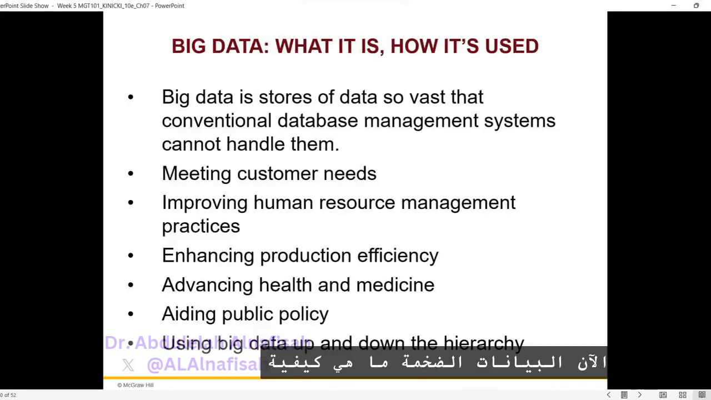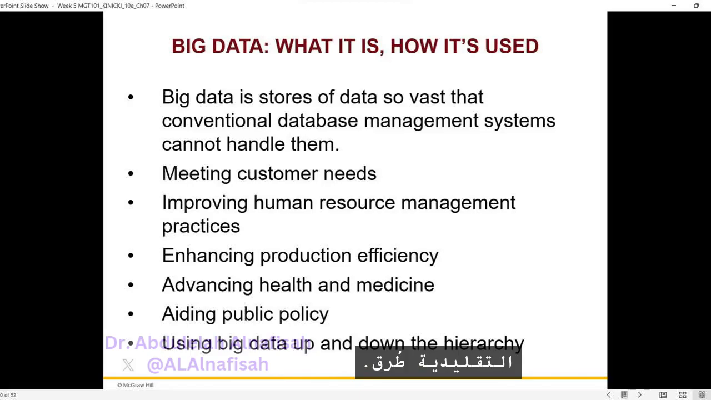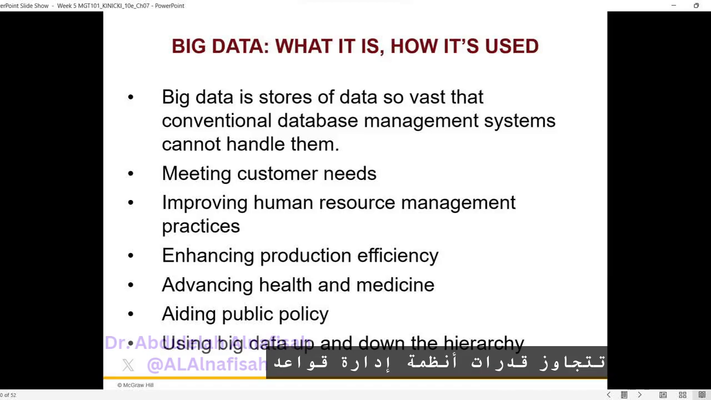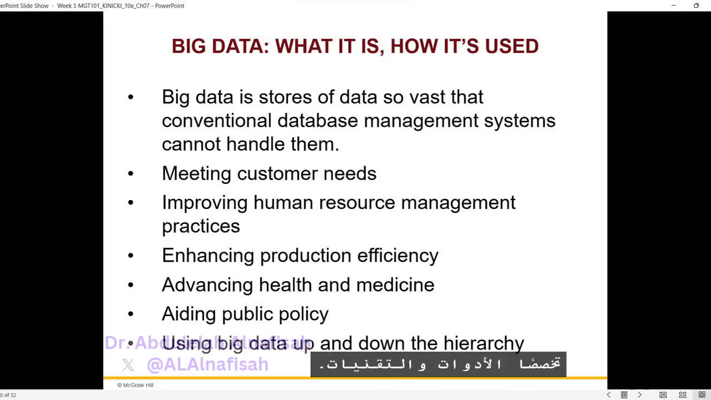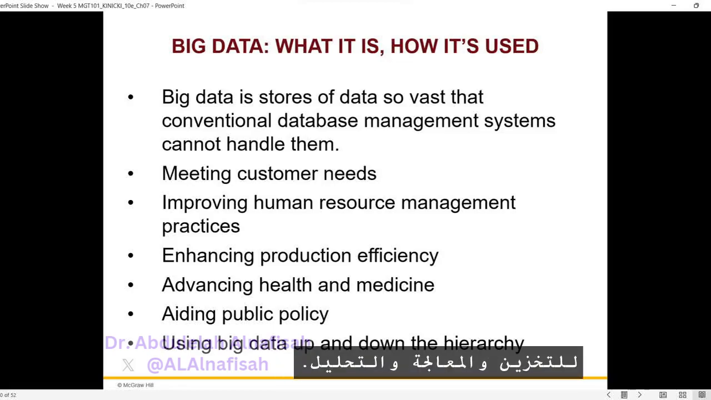Okay, now big data, what it is, how it's used. Big data refers to large and complex data sets that are too voluminous, diverse, and fast-paced to be effectively managed and analyzed using traditional data processing methods. It typically involves data sets that exceed the capabilities of conventional database management systems and require specialized tools and techniques for storage, processing, and analysis.